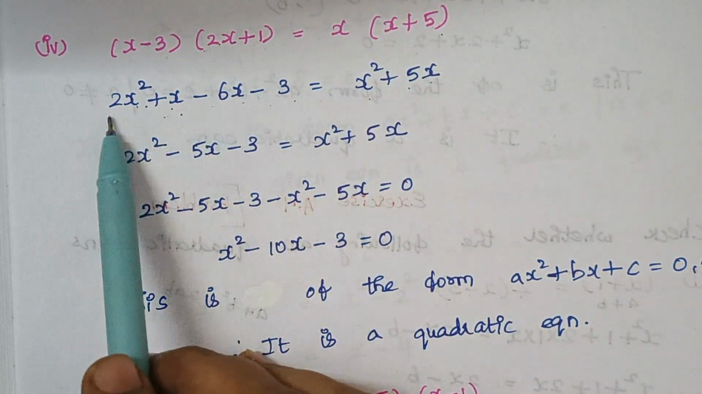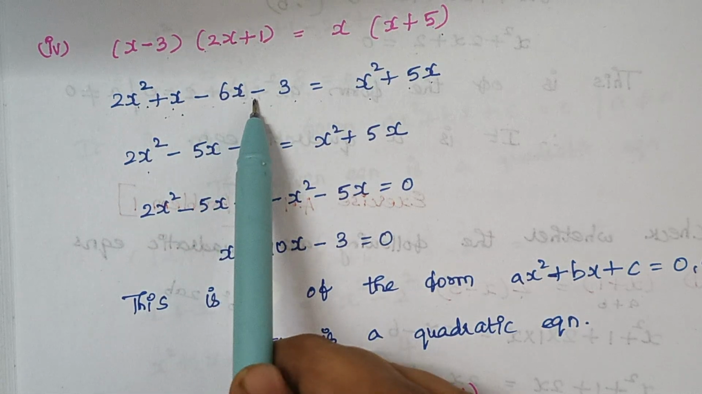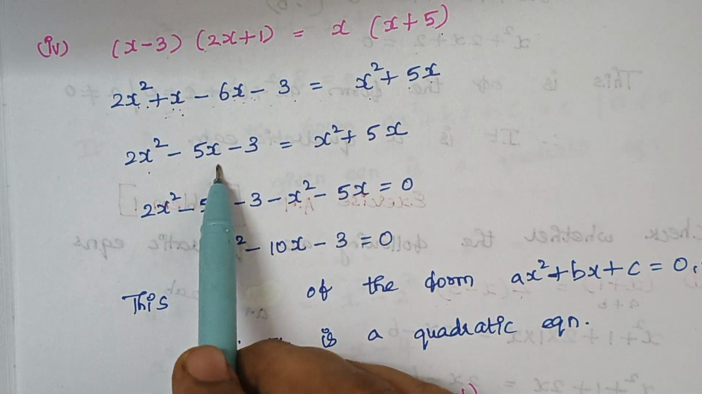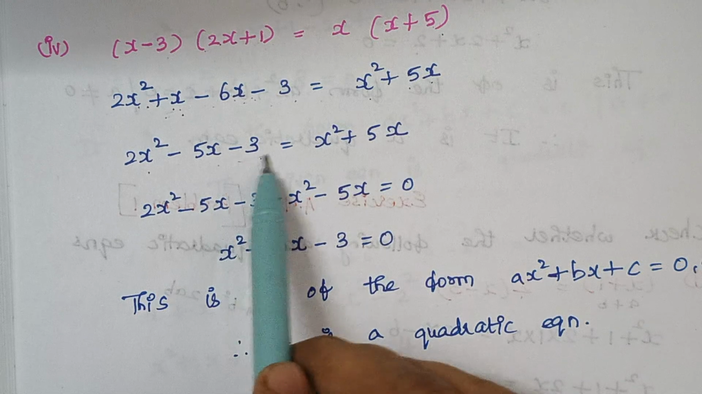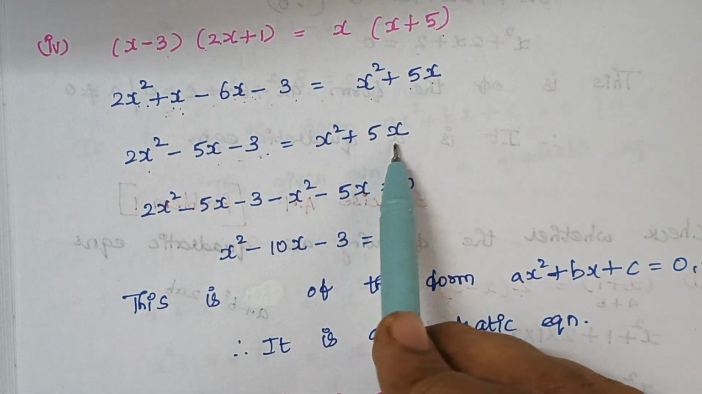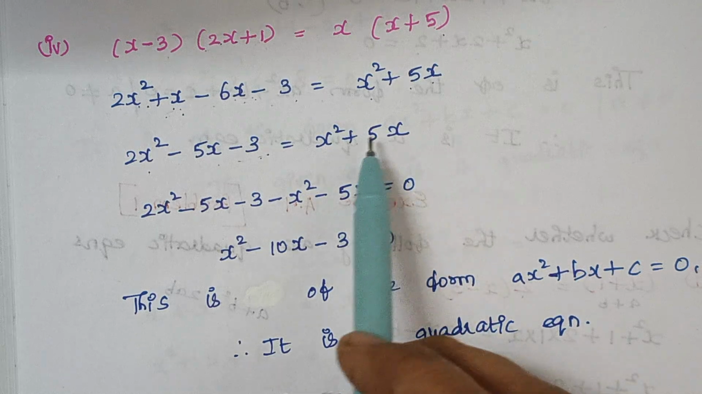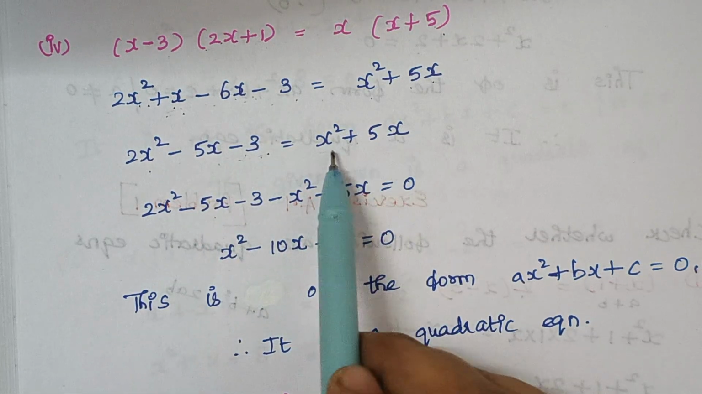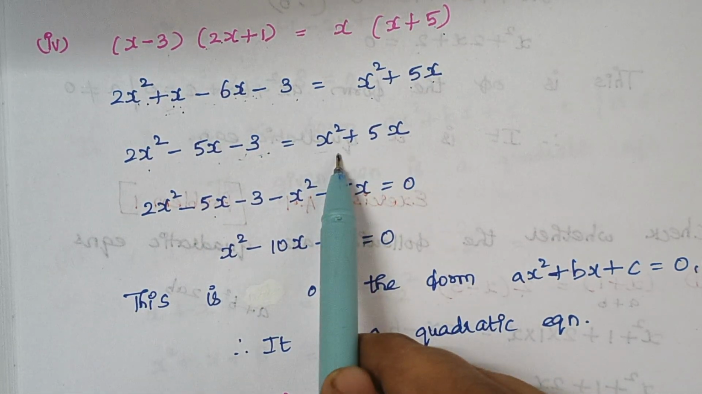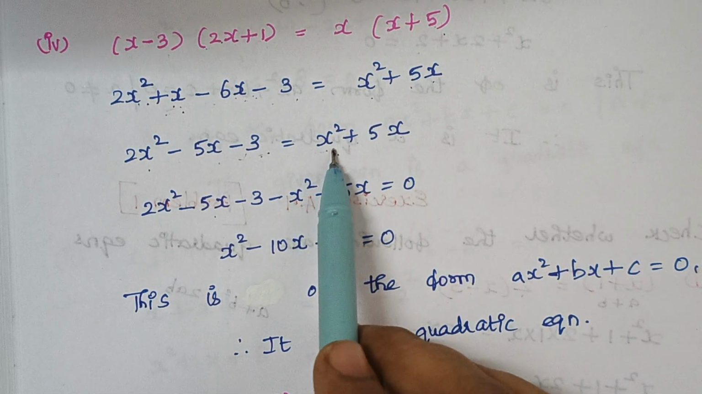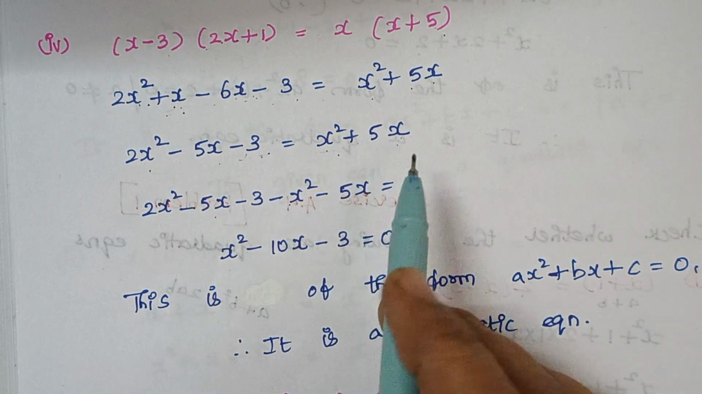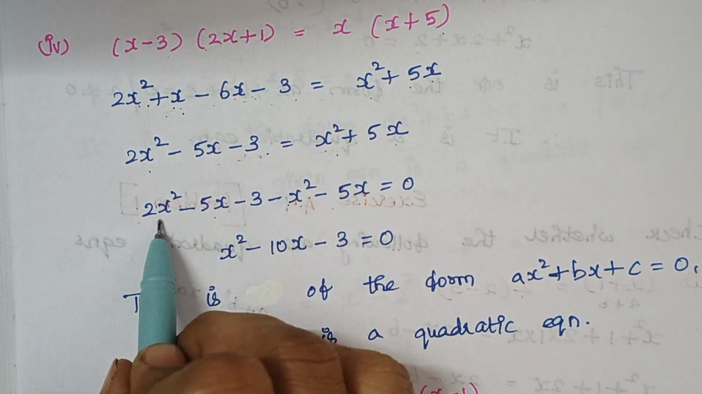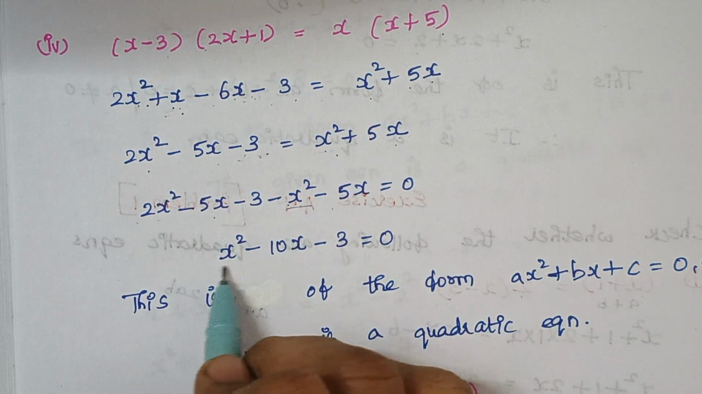So here when you simplify, you see 2x square. Here I have minus 6x and plus x. So minus 6x plus x gives you minus 5x minus 3, which is equal to x square plus 5x. So again, we are going to move these terms to the left hand side. So write the left hand side terms as such. And here whenever these terms are moved, there will be a sign change. So plus x square becomes minus x square, and plus 5x becomes minus 5x, which is equal to 0.